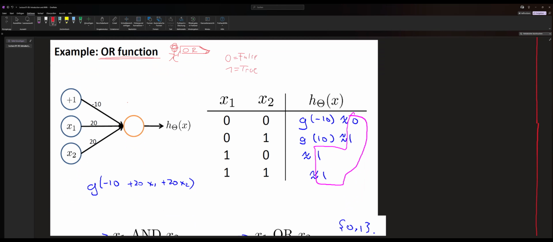So let's see. We ignore this for a moment. Basically, the OR function says if one of them is true, then the whole thing is true. The only case where the OR function is not giving out true, since the OR function can also say 0 or 1, is when both are not true, like when both are 0.